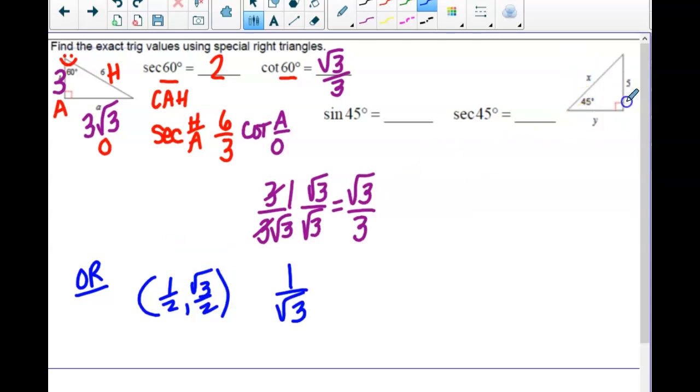All right, let's do this one. If this is 5, is that what that says, guys? 5? That would be 5 and 5 square roots of 2. All right, we're talking about this angle down here. Sine is opposite over hypotenuse. So we'd have 5 over 5 square roots of 2. What's that going to reduce to, guys?